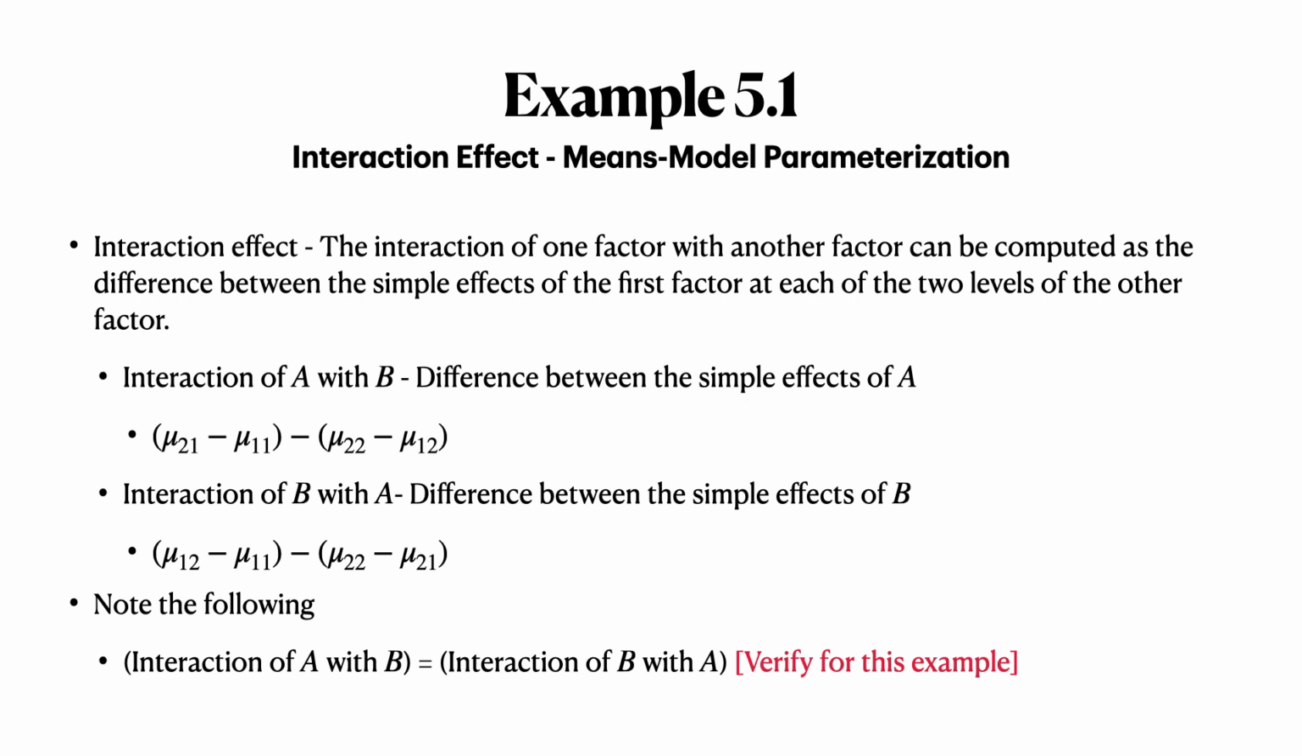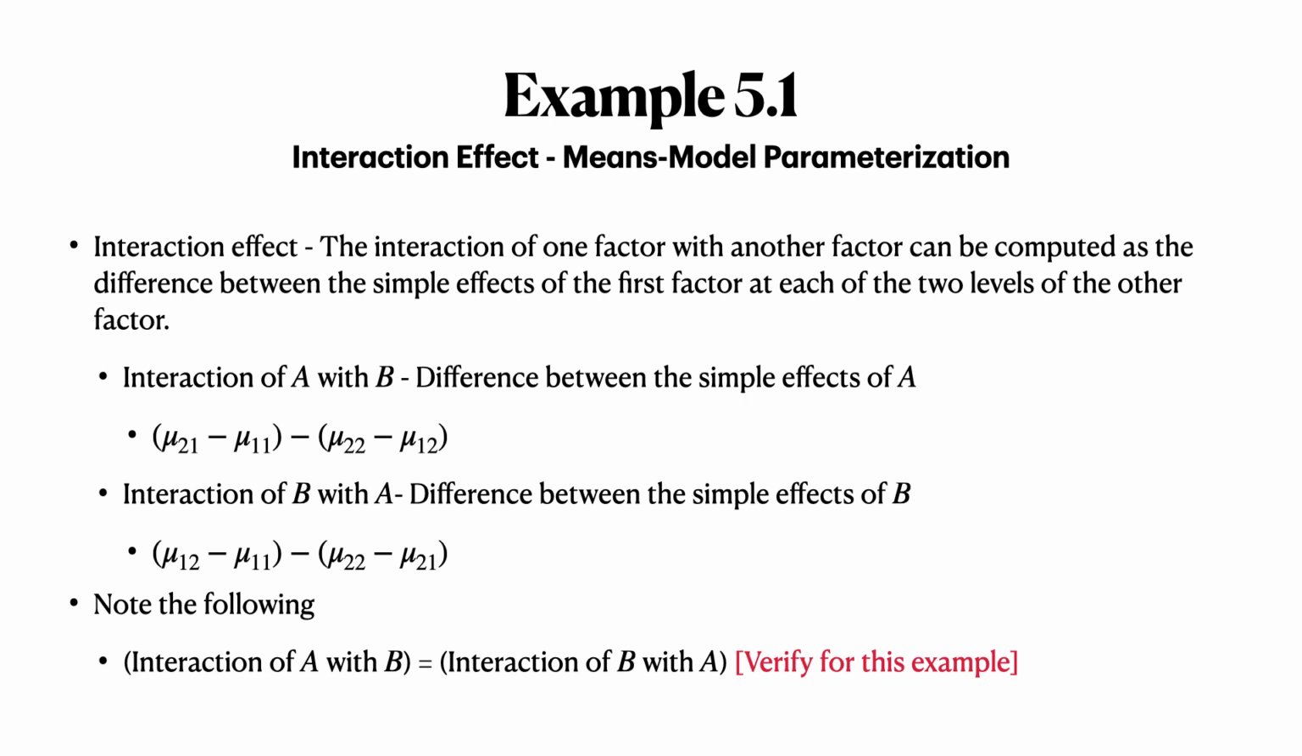The interaction of one factor with another factor can be computed as the difference between the simple effects of the first factor at each of the two levels of the other factor. And so the interaction of A with B is the difference between the simple effects of A. The two simple effects of A are mu 2,1 minus mu 1,1 and mu 2,2 minus mu 1,2. And so when we take the difference, we get the interaction of A with B.